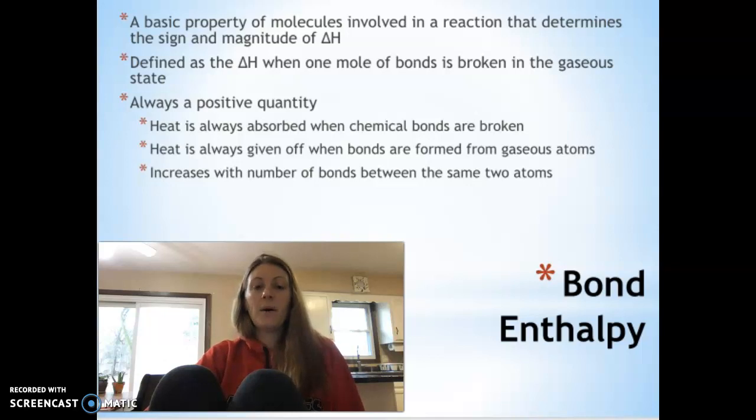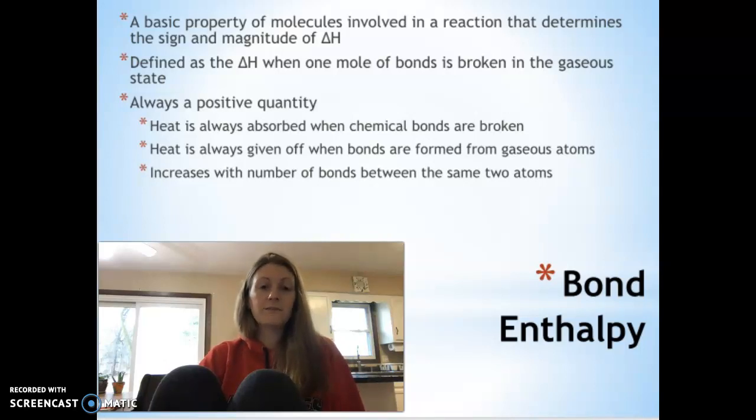All right, we're going to talk about bond enthalpy, which is the last section. It's a basic property of molecules that, when they're involved in a reaction, will determine the sign and magnitude of delta H. In reactions, as we know, bonds have to be broken and then reformed, and the energy given off or absorbed when those bonds are broken and reformed will give us the total energy of that reaction. So using bond enthalpies, you can calculate that total delta H.